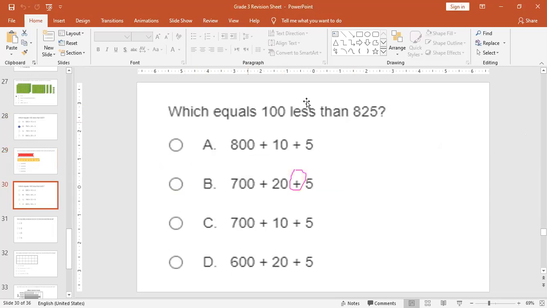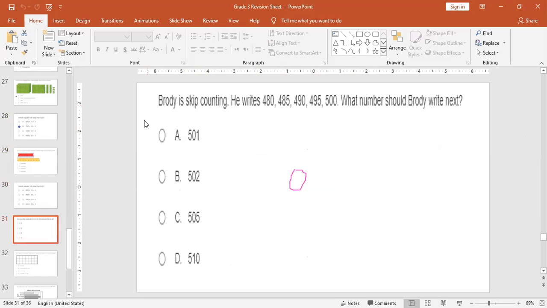Okay, and here, Brody is keeping counting. So he writes 480, 485, 490, 495. If I want to know what he is skipping, I will do 500 minus 495, which is 5. So I will add 5 after the 500 because he's skipping by 5. So it is 505. Okay, then I have 32.